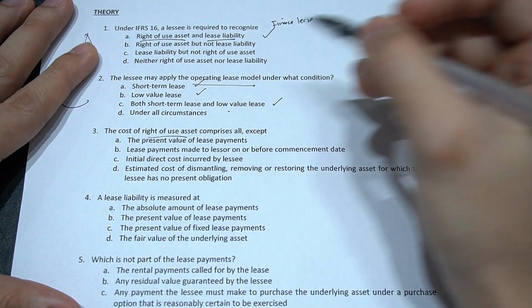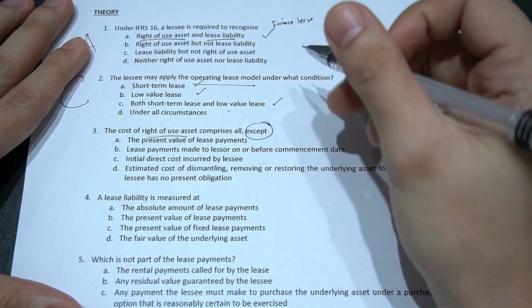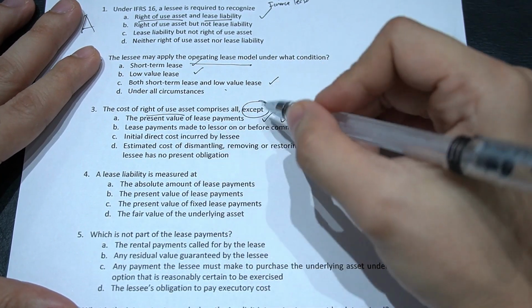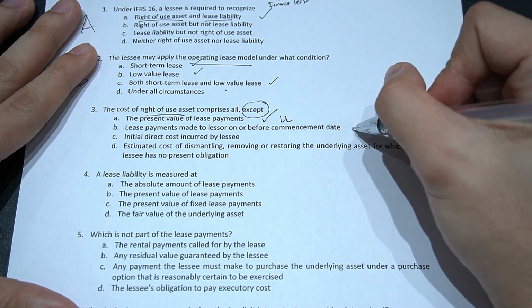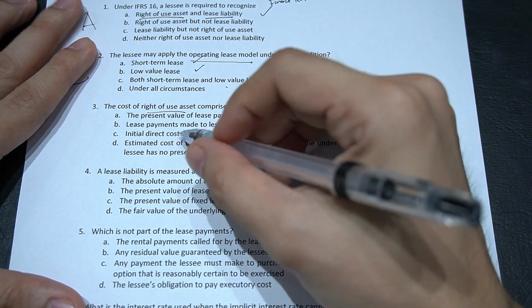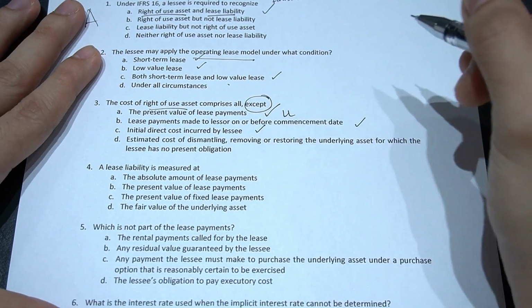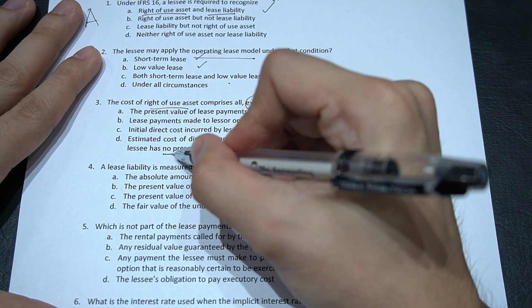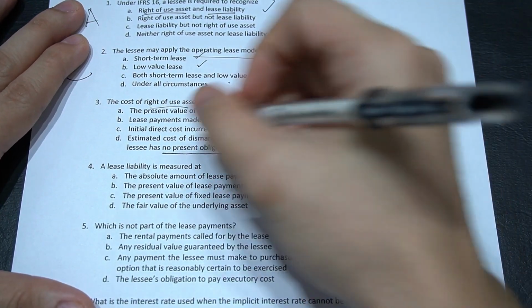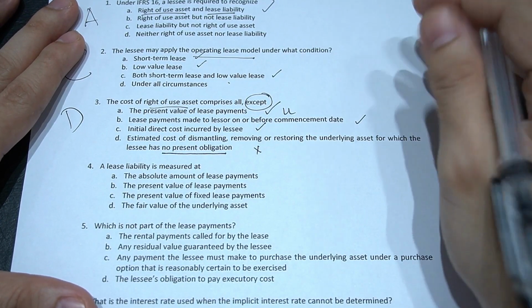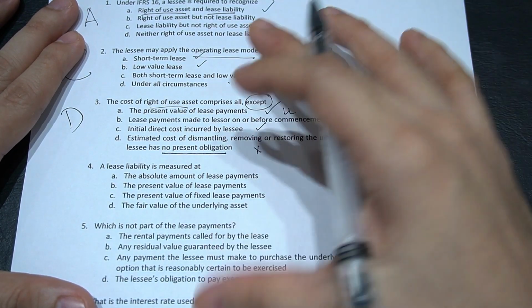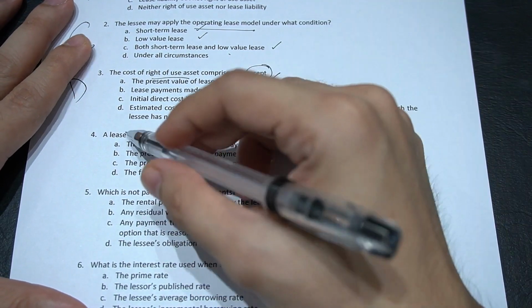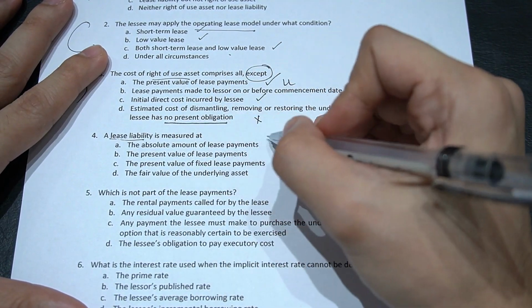The cost of right of use asset comprises all except present value of lease payments. Yes, the lease liability is included. Lease payments made to lessor on or before commencement date. Yes, those are the lease bonus. Initial direct cost, yes, also included. Estimated cost of dismantling, removing, restoring, for which the lessee has no present obligation. That is wrong. You should have a present obligation. It should be stated in the contract that you have a restoration cost, that you have a liability. Okay?